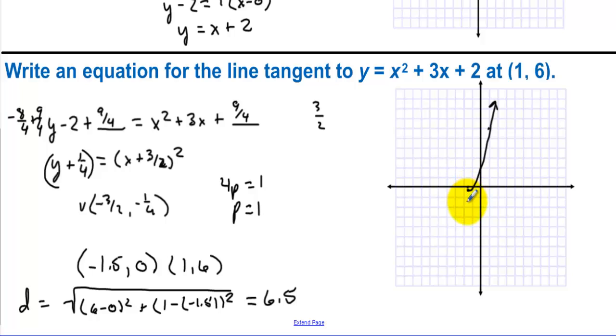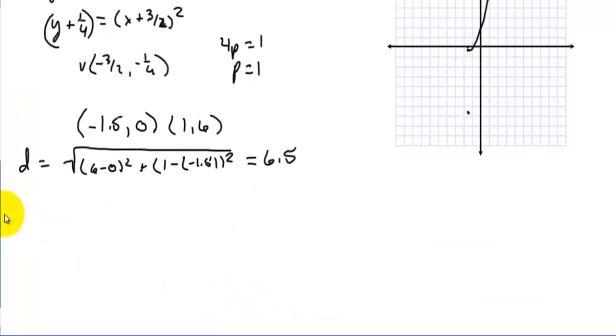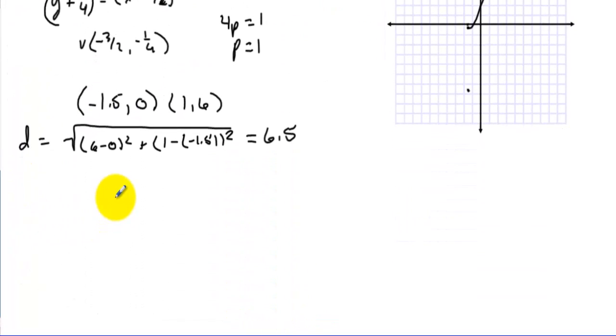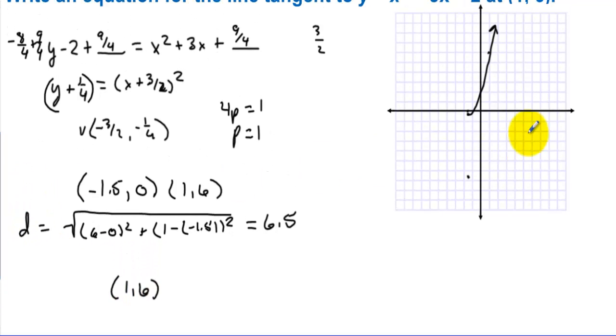Now we're going to have to go through the vertex down 6.5 units. 1, 2, 3, 4, 5, 6.5. That puts us right here. Now we can find the equation of the tangent line. We know we're going through the point (1, 6). The other point that is on the tangent line is (negative 3 halves, negative 6.5). Let's see, negative 6.5, that's negative 13 halves.